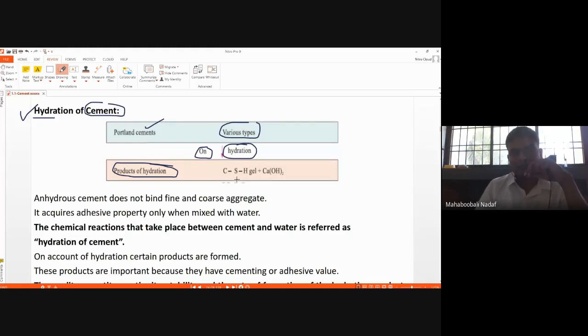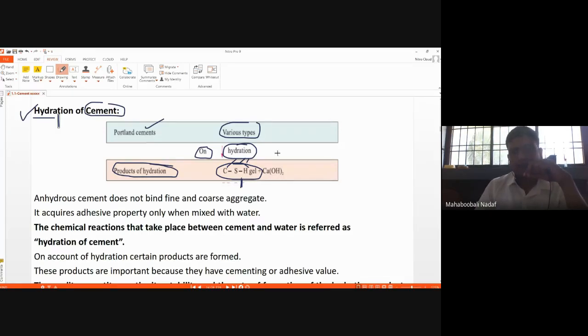There are two major things. One is gel, that gel is called CSH gel. So what is the CSH gel? Calcium silicate hydrate. Do you understand this point? Calcium silicate means what? C3S or C2S, either of the two is possible. H is what? You are adding water, no? So that is why H is there. So all three compounds will form what? One gel. So we call that CSH gel, calcium silicate hydrate gel.